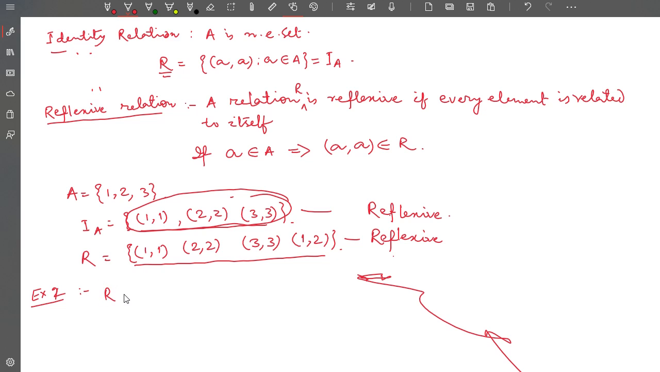R is a relation on N defined by R = {(x, y) such that x is less than or equal to y}, for every x, y.